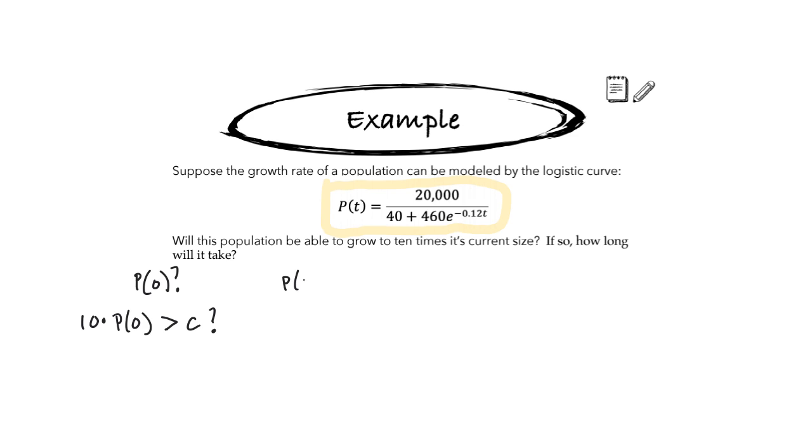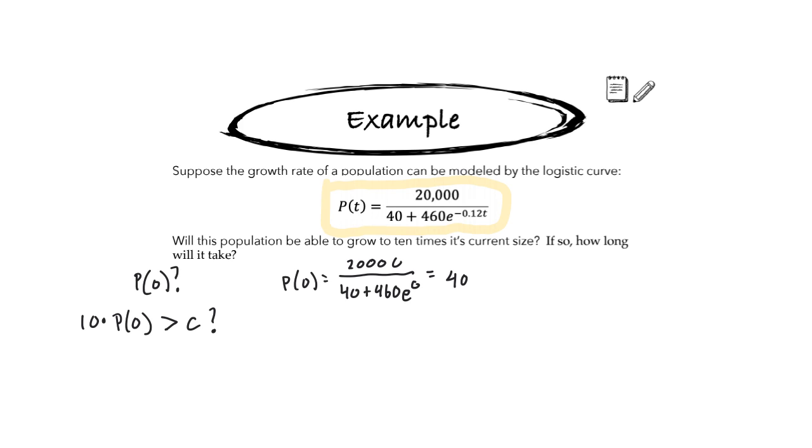P sub 0: when I plug in 0, I just get 20,000 in the numerator, and I get 40 plus 460 e to the negative 0.12 times t. Oh, that's just going to go to the 0 power because t is 0. And so I have 20,000 divided by 40 plus 460. That's 500. So it looks like our initial population is 40. So what I want to know is, will this population be able to grow to 10 times 40? 10 times 40 is 400.